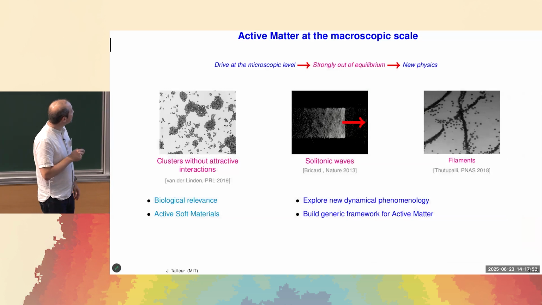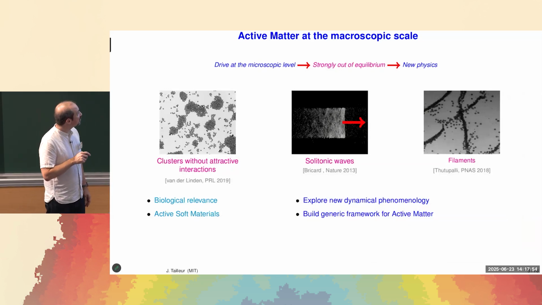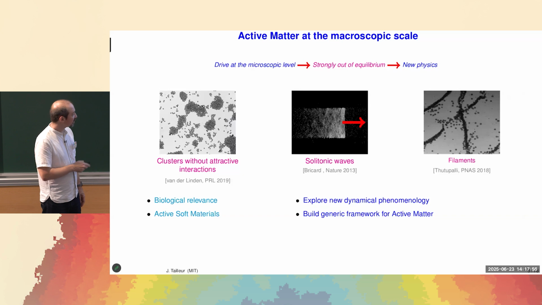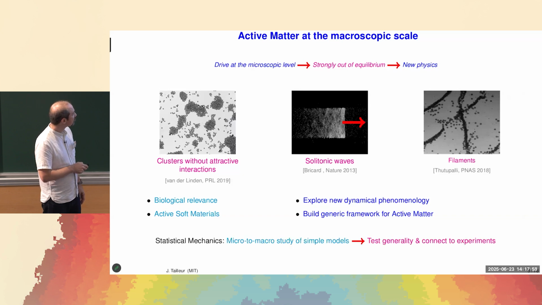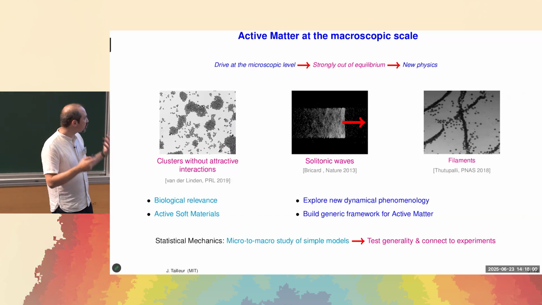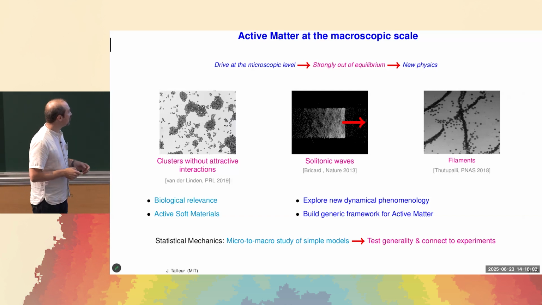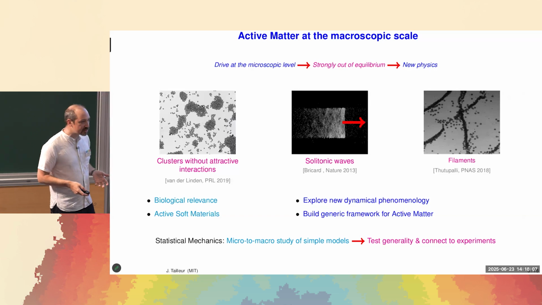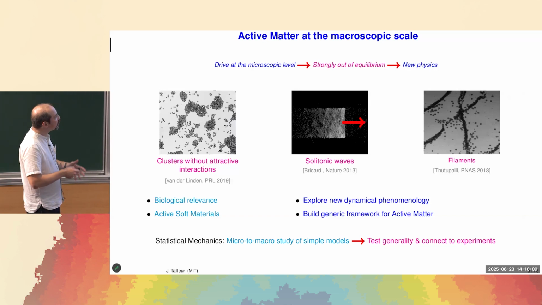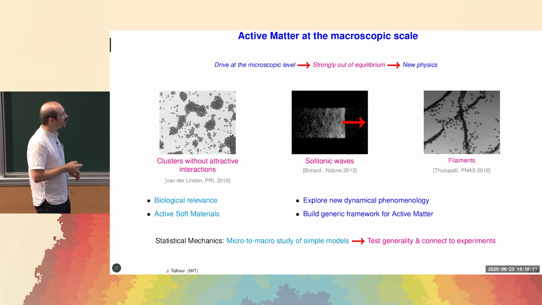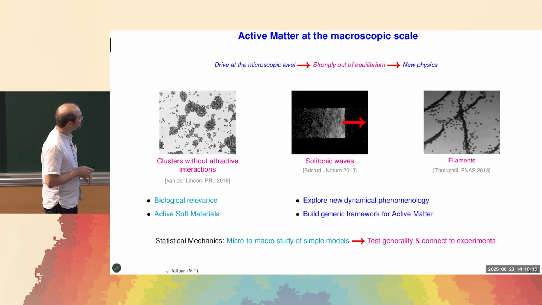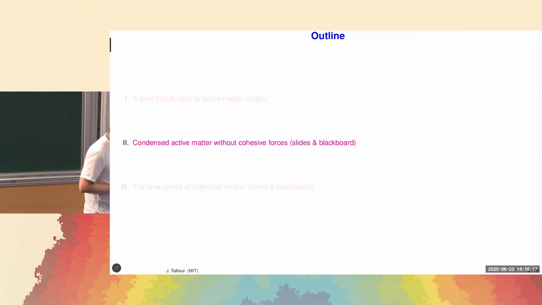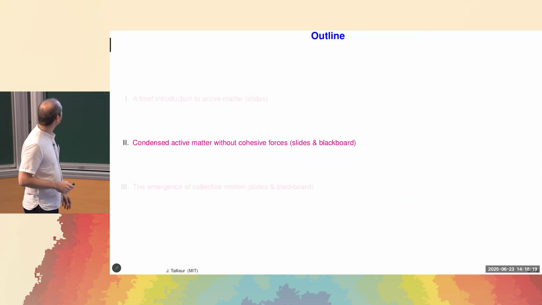So the first part of my lectures will be about that, and the last part of the lectures will be about this. Okay, and so what's the approach that people in StatMech have developed? Essentially, it's to do micro to macro study of simple models, and then to try and test their generality and see if we can connect with these experimental systems. Okay, so that's for my introduction.